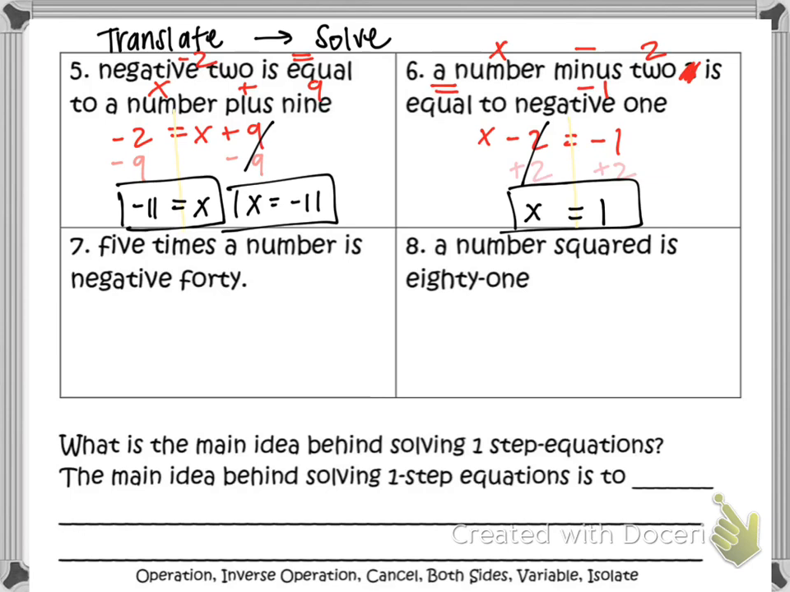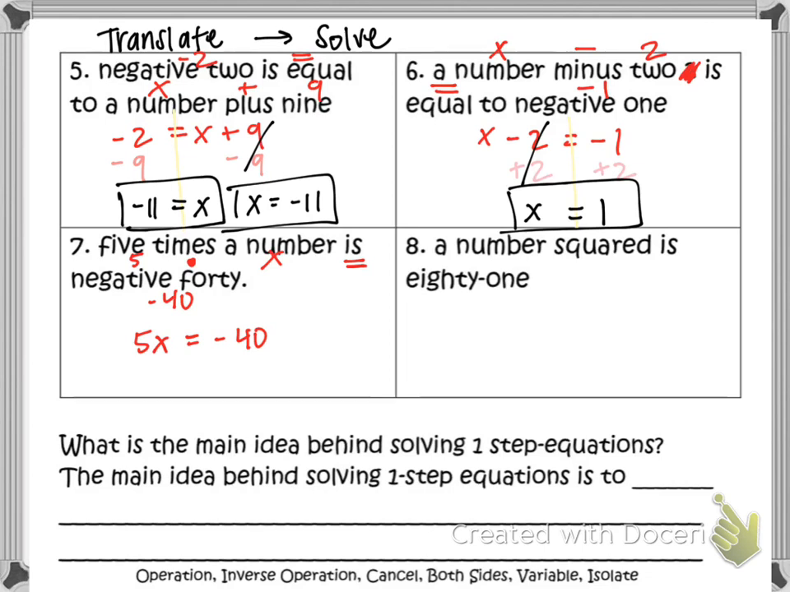Okay, and then number 7, 5 times a number is -40. Let me go ahead and translate that. 5 times a number called x is -40. And let me go ahead and write it down here. Let me change this times symbol. Let me get a little dot. Okay, so 5 times a number, we'll say 5x, equals -40.